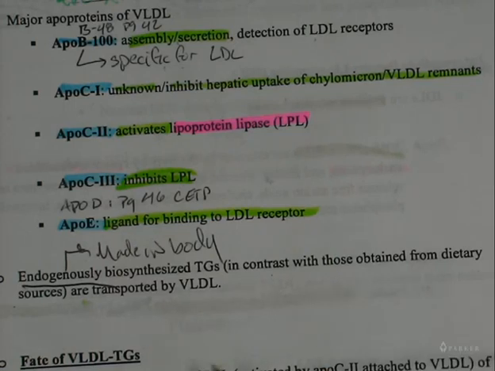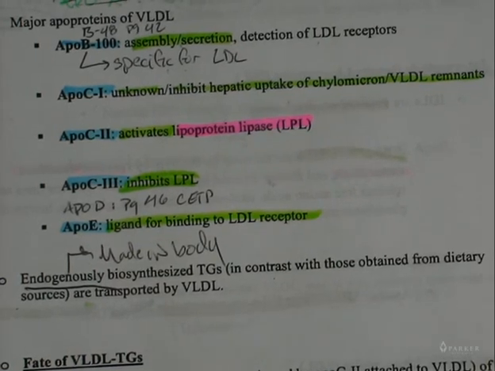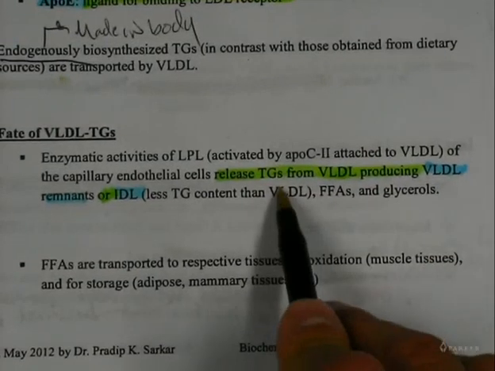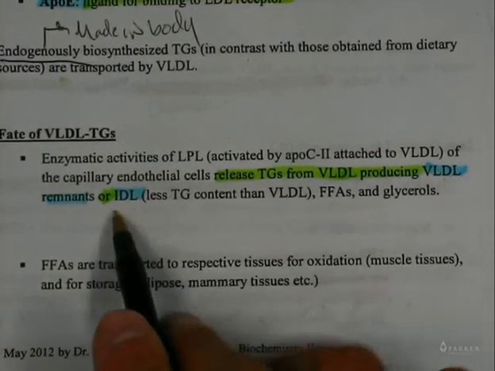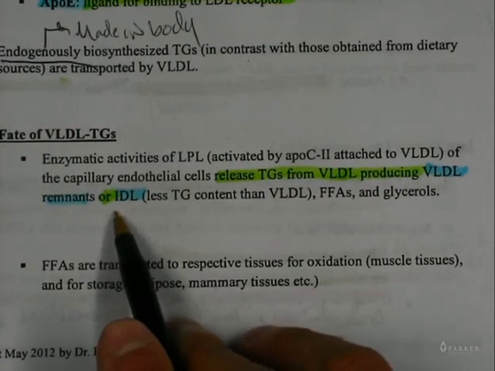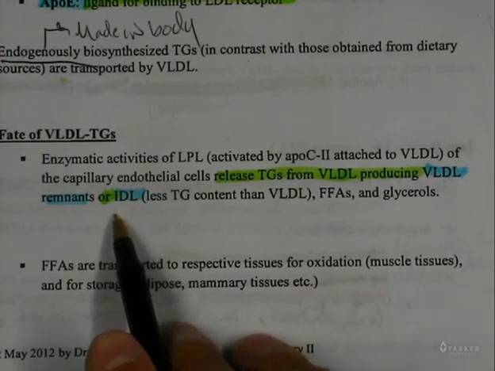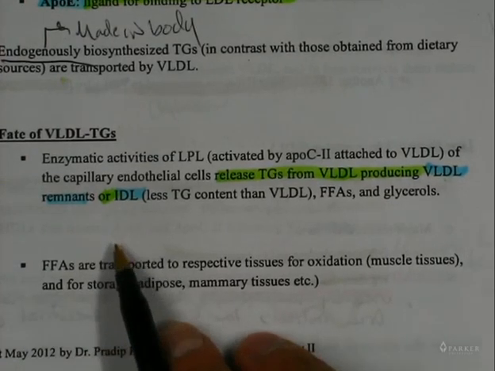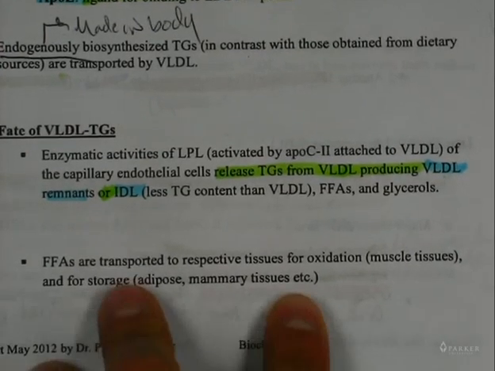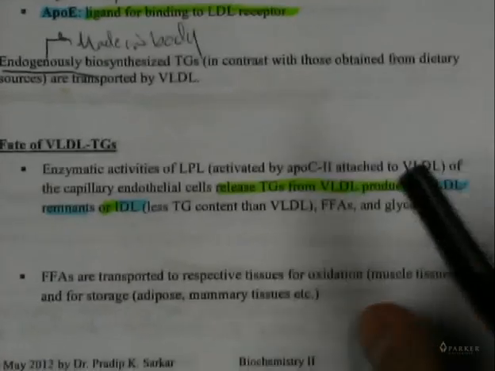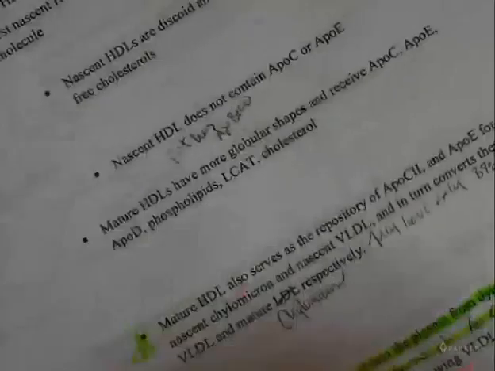Enzymatic activities of lipoprotein lipase of the capillary endothelial cells release TGs, producing VLDL remnants or IDL. Just break some TGs off, it gets more dense, less fat. It becomes a remnant or it becomes an IDL. The free fatty acids are transported to the respective tissues for storage or oxidation. That's what we do. We drop it off.